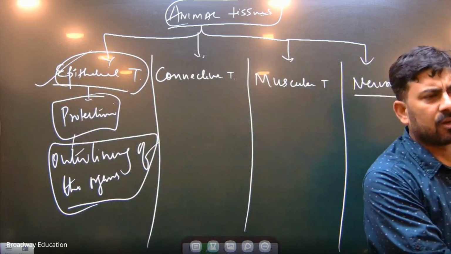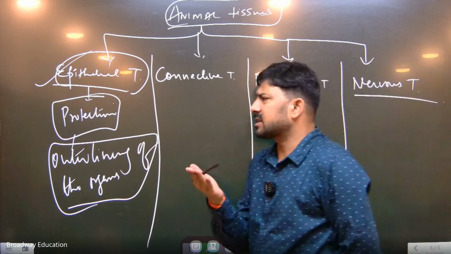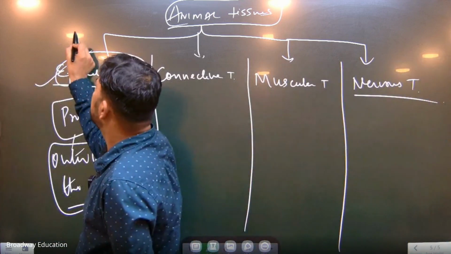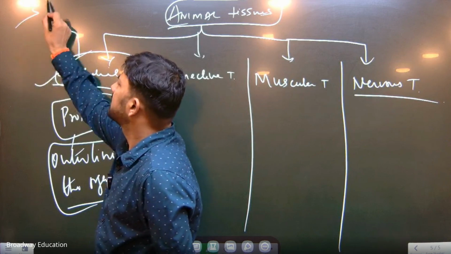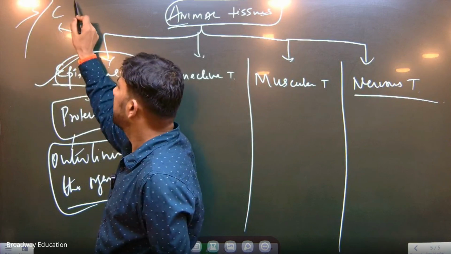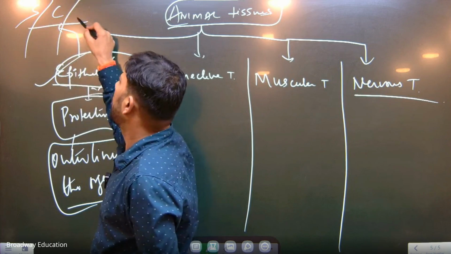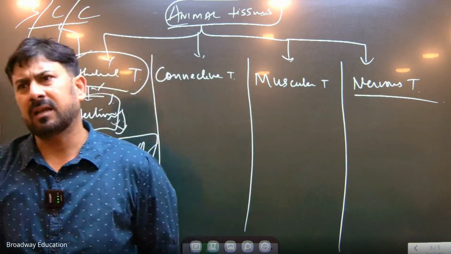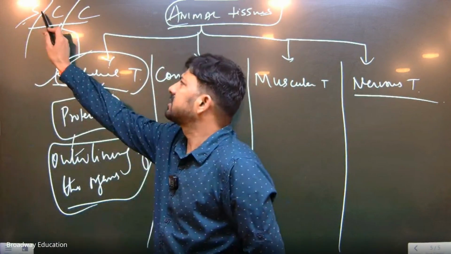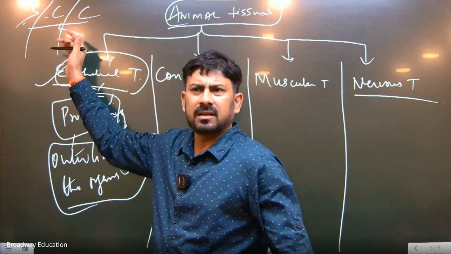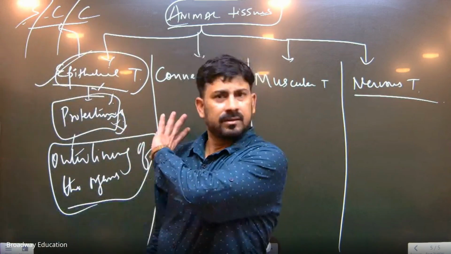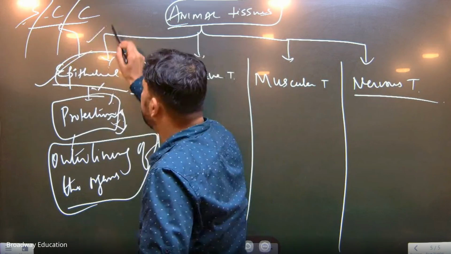Is this part clear? Now in the epithelial tissues, we discussed about some of its types, such as squamous, such as cuboidal, such as columnar. Is this part clear? So I have mentioned where these three are found. Is this part clear? Yes, no? Yes. This is about the epithelial tissues.